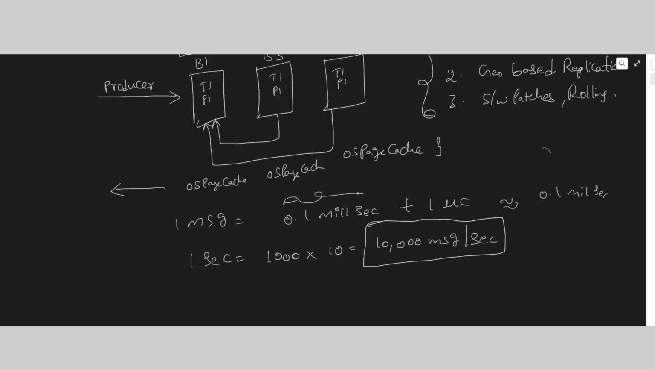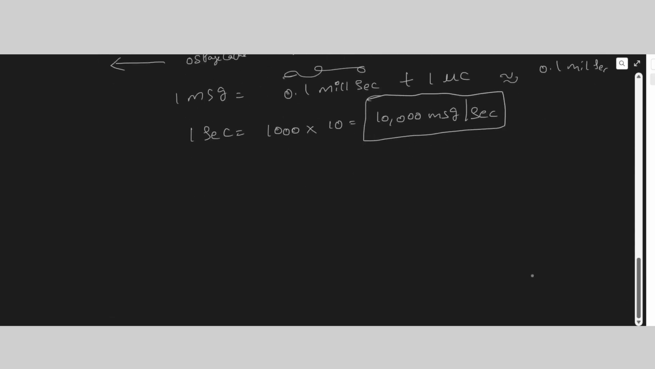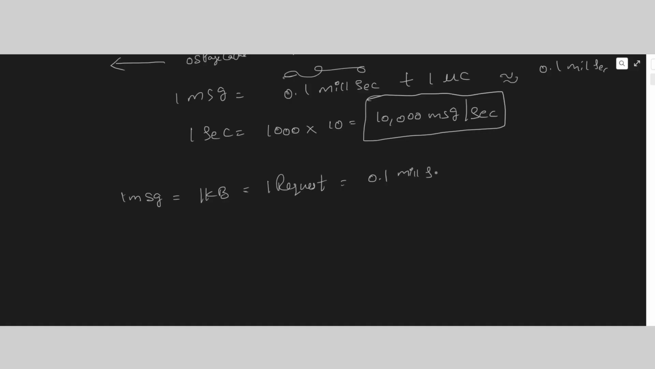We have to remove this also from the picture. Can we do that? Without the network, can we send a request and response? Not at all, right? So what is the solution here? For example, for one message, if it is 1 KB in size and you are sending that in one request, it is taking 0.1 milliseconds for the round trip time and parsing.